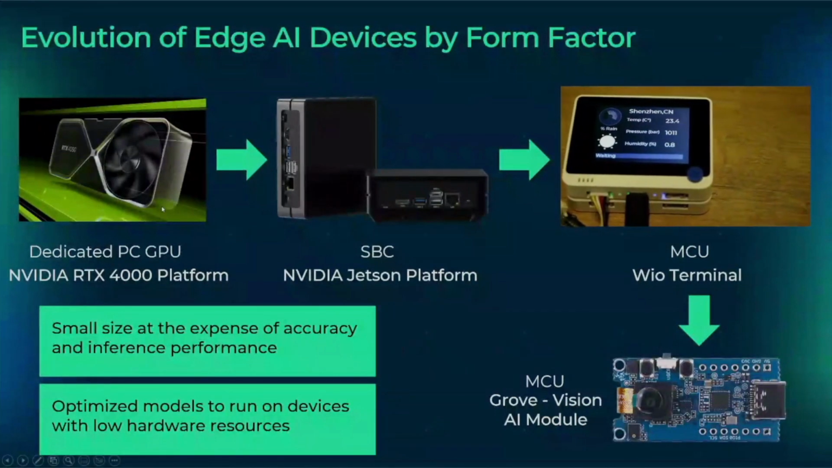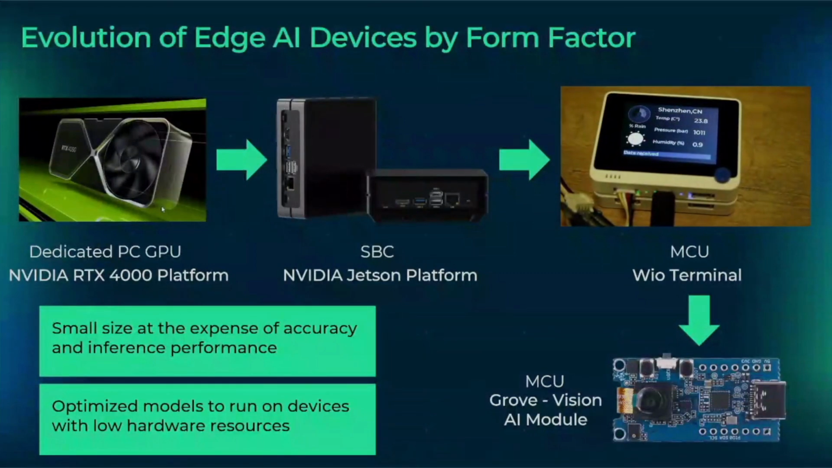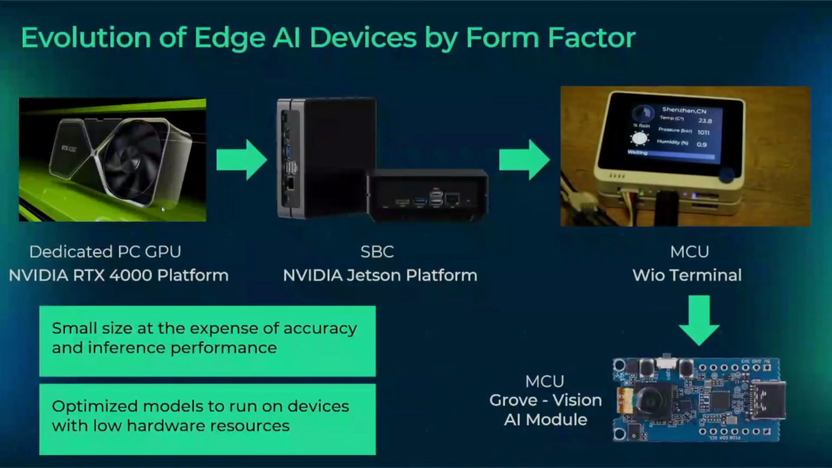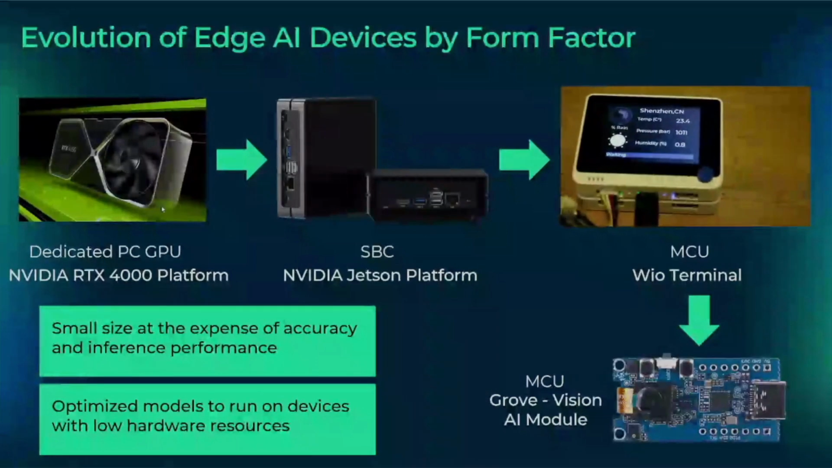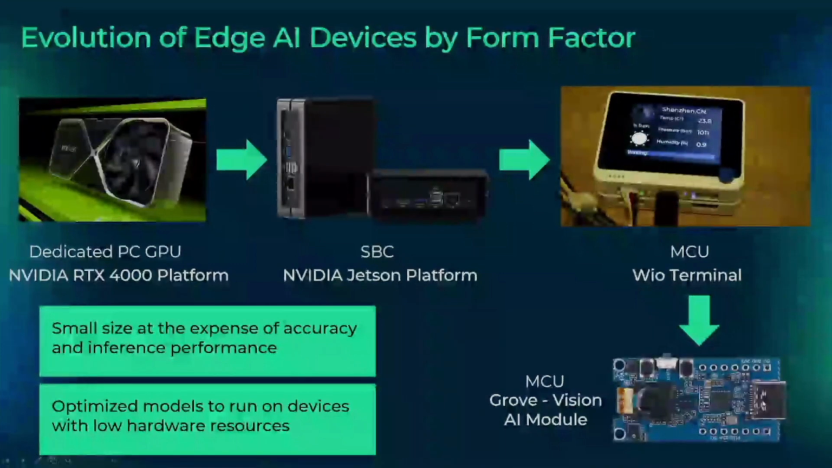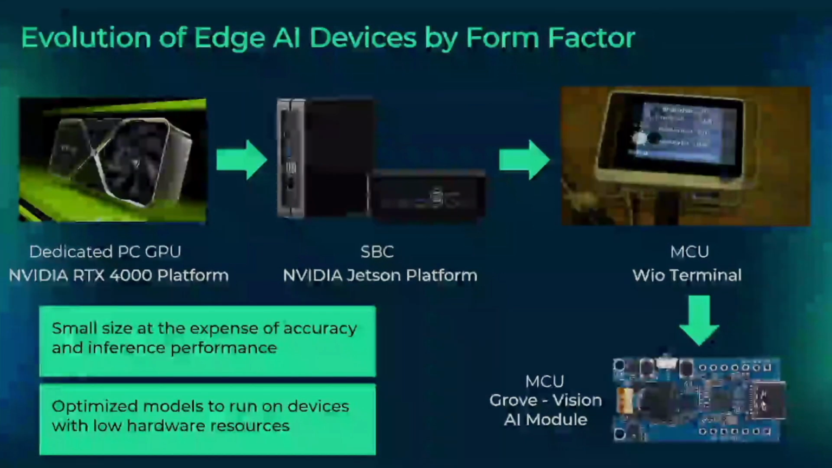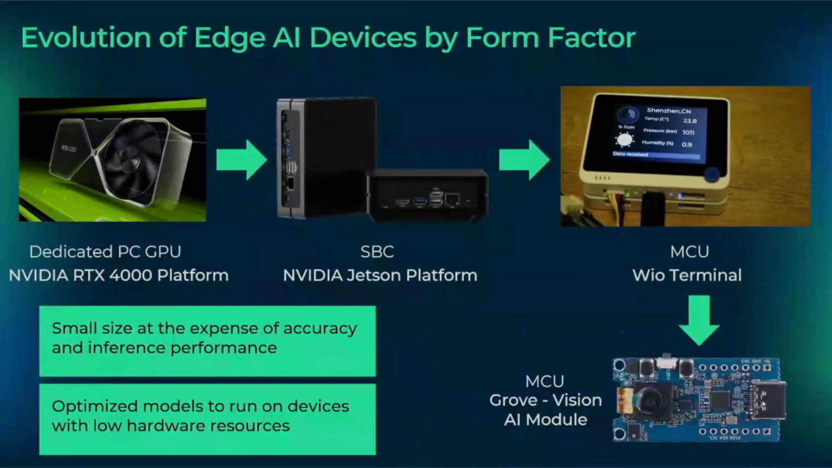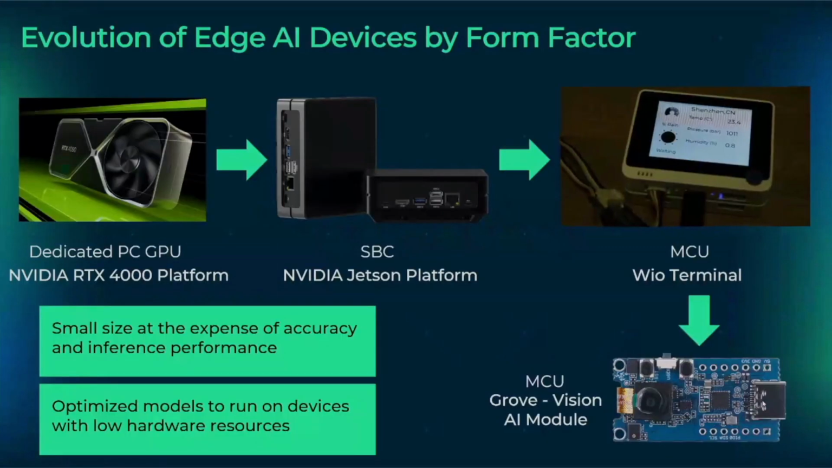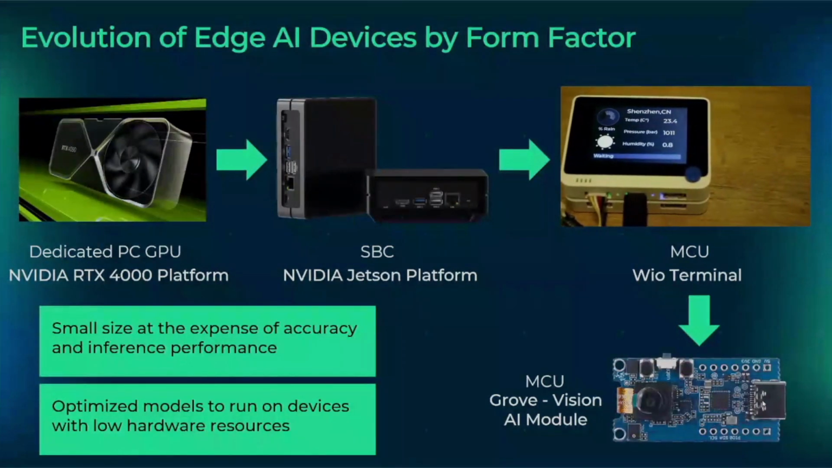Because of that, these days, with the advancement of AI technology and software engineering technology, we have special optimized models just to run on these very small devices with low hardware resources. I will talk about these kinds of models later in this talk. Also, these are generally lower power consumption devices too for the edge. Exactly. These cost a few dollars, right?